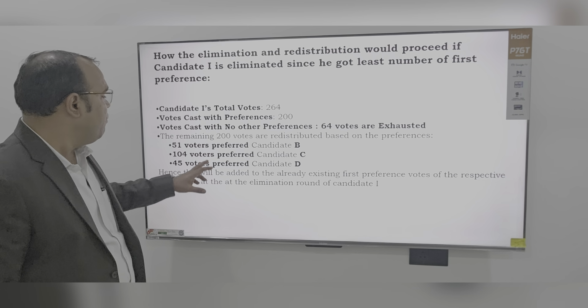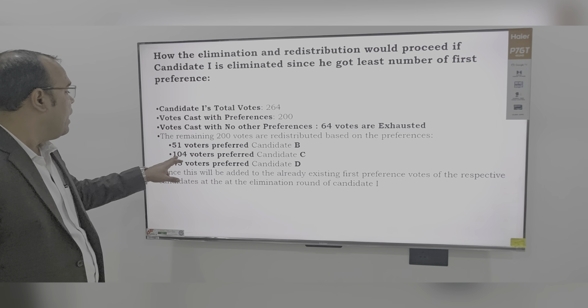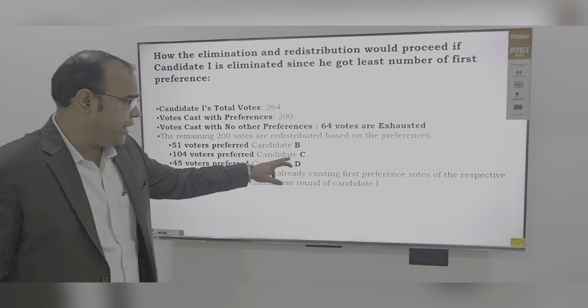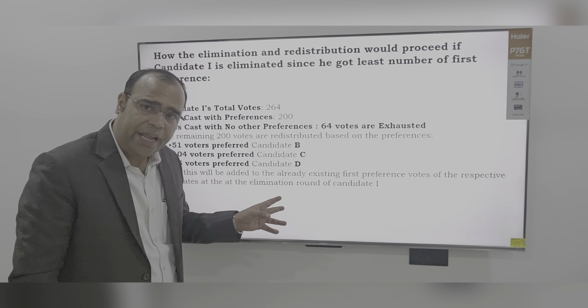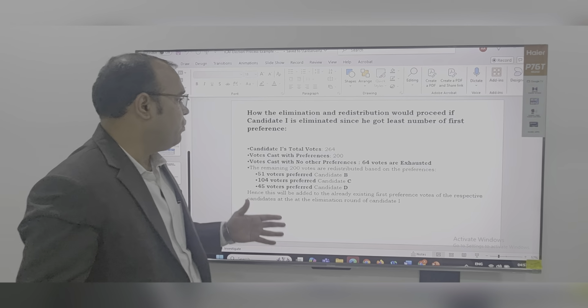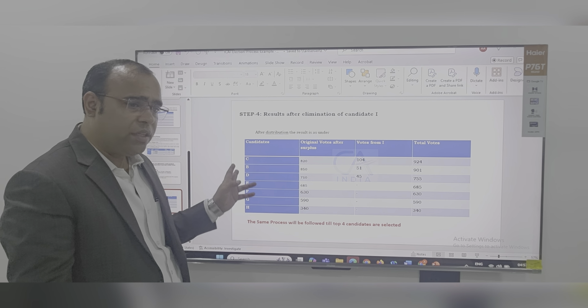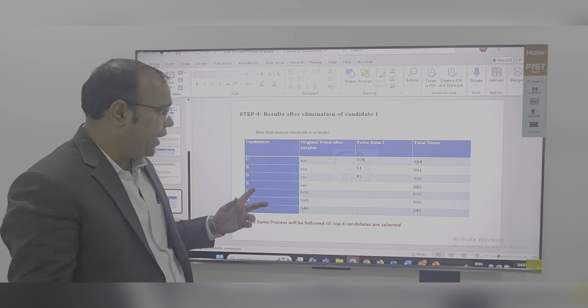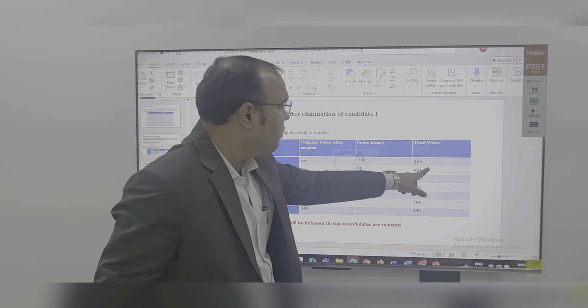In our example, we have assumed that out of 200, 51 voters preferred candidate B, 104 voters preferred candidate C, 45 voters preferred candidate D. After the selection of candidate A and distribution of surplus, it will be added to their respective first preference. So, in our example, candidate C already had 820 after the distribution of surplus from candidate A, so he got 104 at the elimination of I and his total becomes 924.